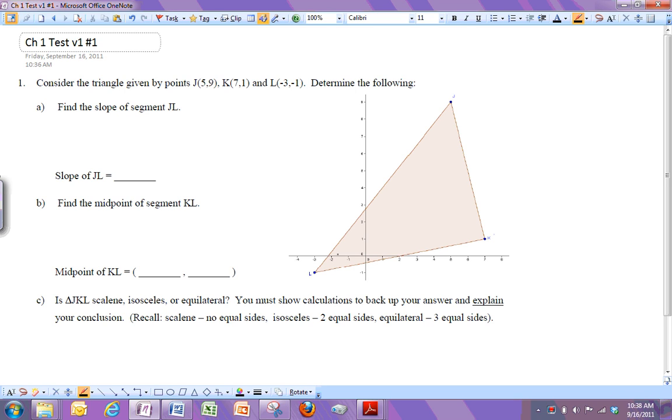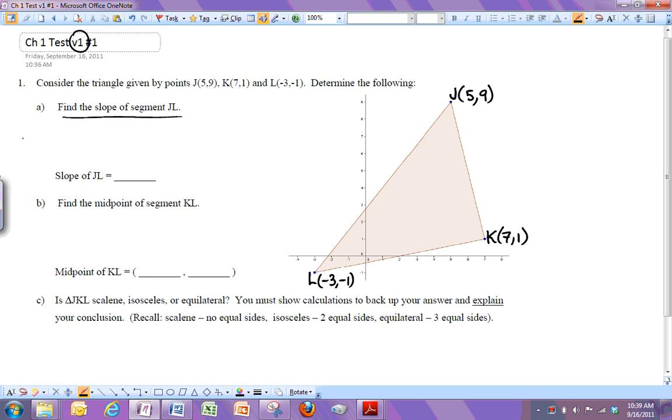Okay, so let's take a look at number one from the first version of the chapter one test. Just so you know, that's what the V1 means here, because there were two versions, remember. Okay, so we've got this triangle. It says J here is at 5, 9. K is at 7, 1. And L is at -3, -1. And so the first part says find the slope of segment JL.